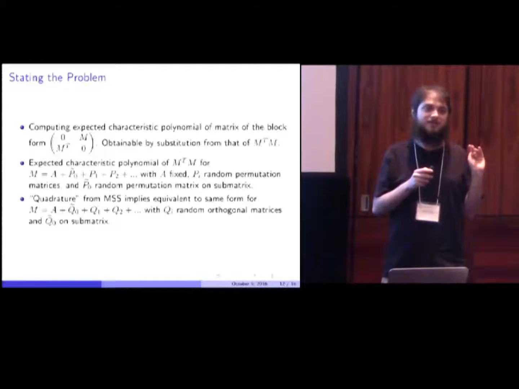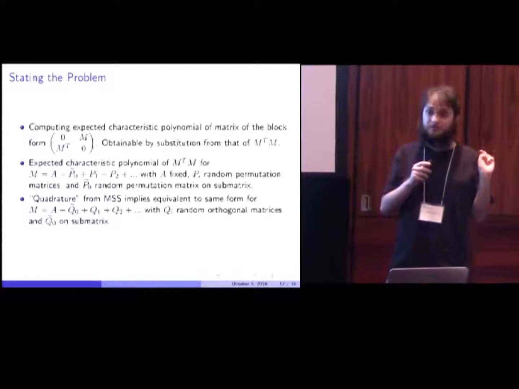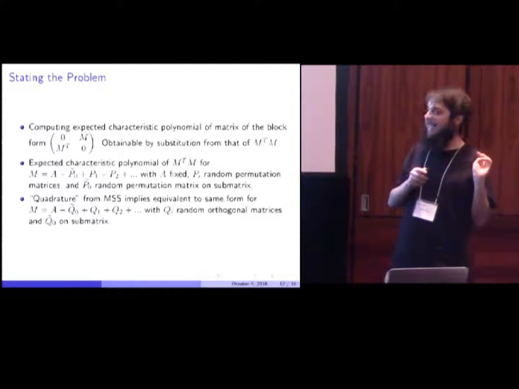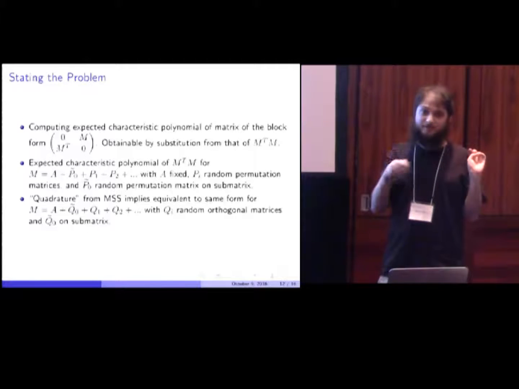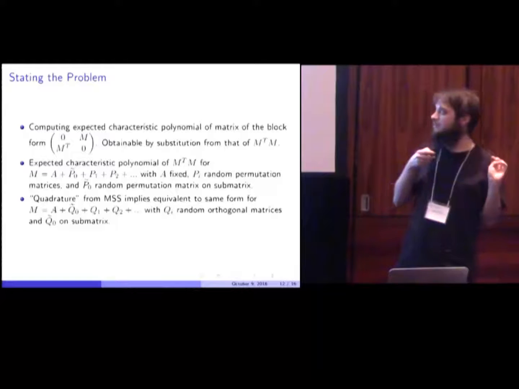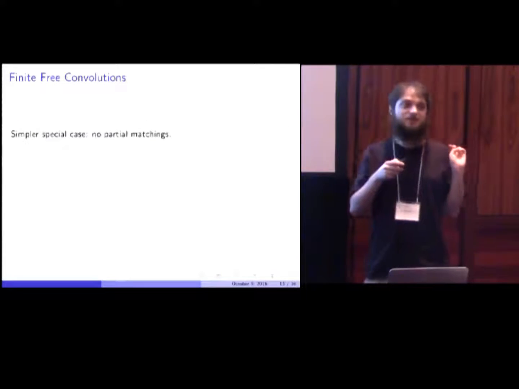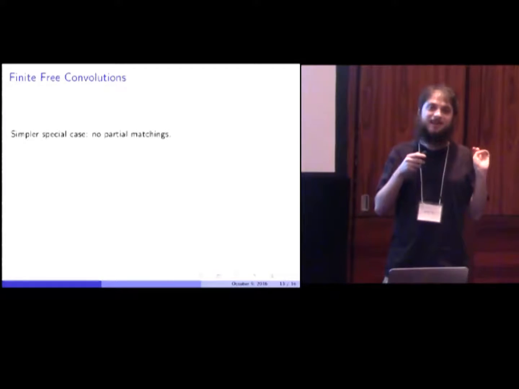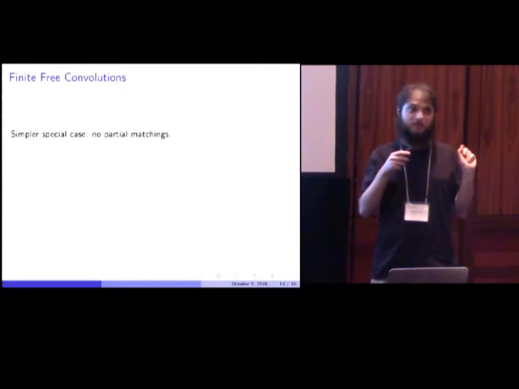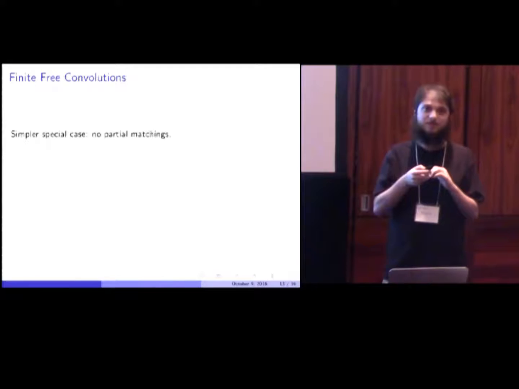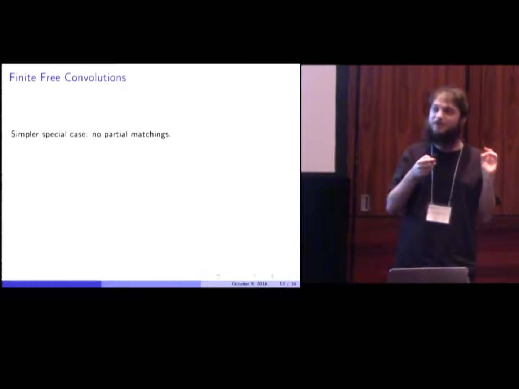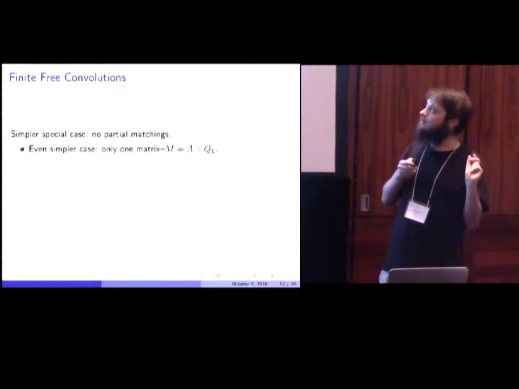If you more or less just replace these with random orthogonal matrices, and you replace the random permutation on a submatrix with a random orthogonal matrix on a submatrix, you get something basically equivalent. You can basically do the same thing. Okay, so now what we want to do is basically take a matrix, add some random orthogonal matrices with one of them on a subblock, and then we want to be able to compute the expected characteristic polynomial of A transpose A. Kind of a complicated problem.